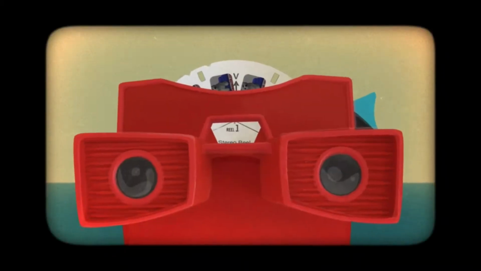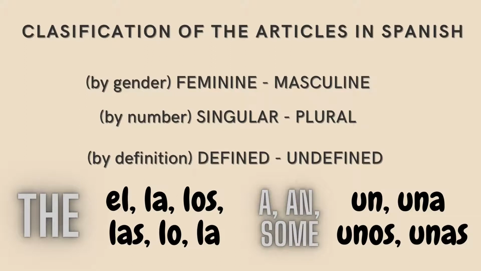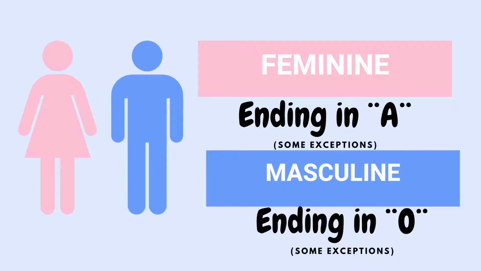In Spanish, we have a classification for the articles. We classify by gender, can be feminine or masculine. We can classify by number, can be singular or plural. And we can classify by definition, can be defined or undefined articles. So the universal "the" of the English language can become several types of articles in Spanish depending on these aspects. So let's start with the feminine and masculine classification.